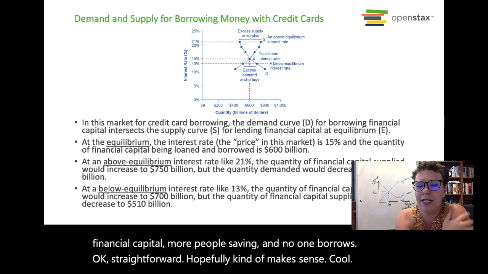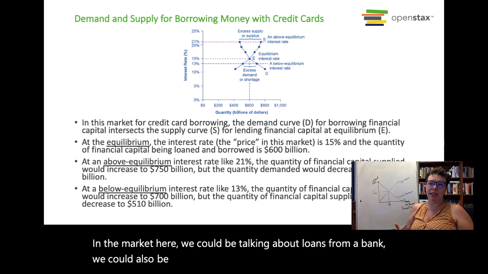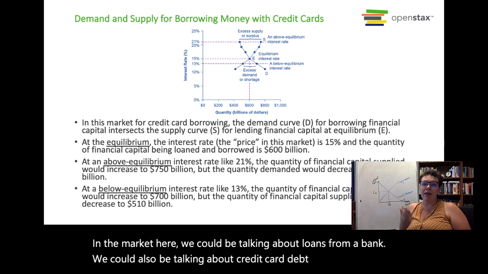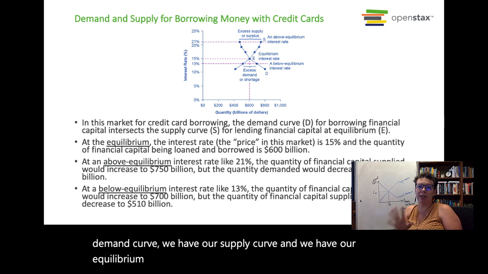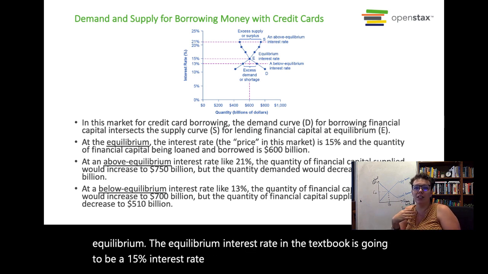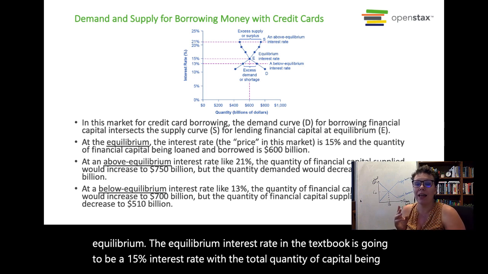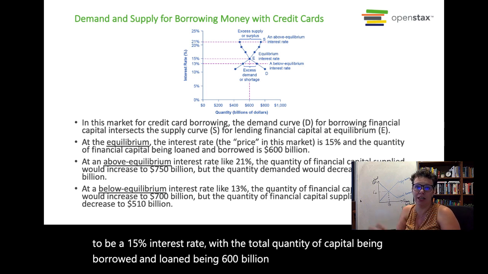In the market here, we could be talking about loans from a bank. We could also be talking about credit card debt. We have our demand curve, we have our supply curve, and we have our equilibrium. The equilibrium interest rate in the textbook is going to be a 15% interest rate with the total quantity of capital being borrowed and loaned being $600 billion in the United States.